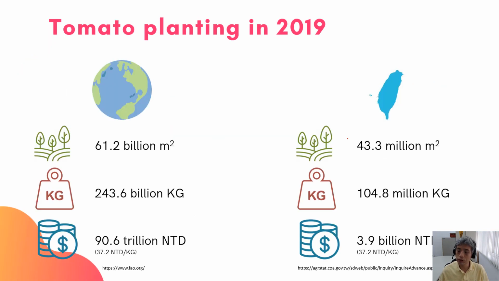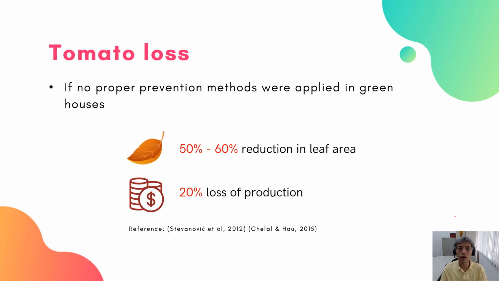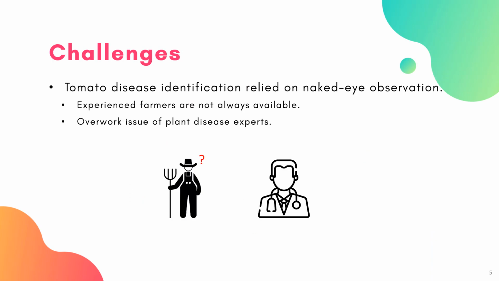The research is about tomato, and we know tomato is a very important crop over the world. You can see the production area, the production every year, and also their revenue. In Taiwan, it is an important crop too. But although it is important, we know disease can cause loss in the crop, and if we don't do anything, the loss can be very serious.